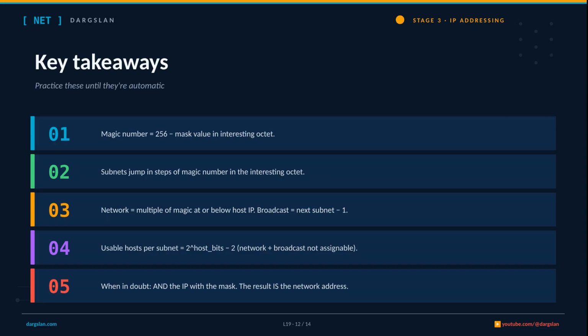So let's lock in the 5 moves that turn subnetting into muscle memory. Magic number is 256 minus the mask value in the interesting octet. Subnets march forward in steps of that magic number. The network address is the multiple of magic at or just below your host IP, and the broadcast is 1 less than the next subnet. Usable hosts are 2 to the host bits, minus 2 for network and broadcast. And when anything feels shaky, fall back on bitwise AND. It never lies.